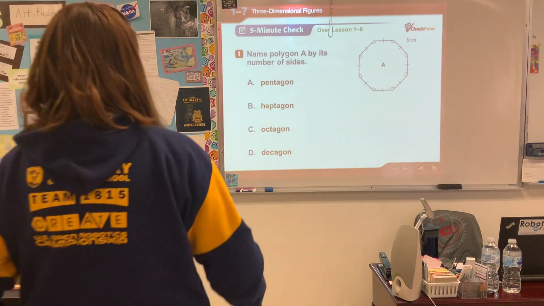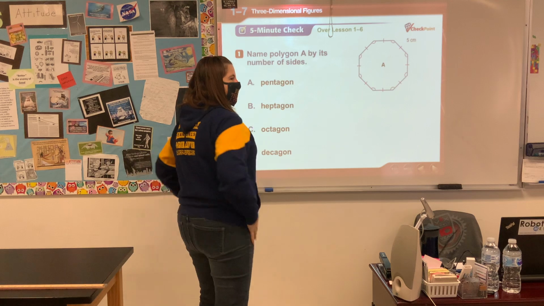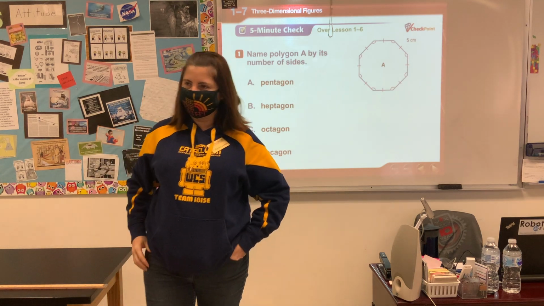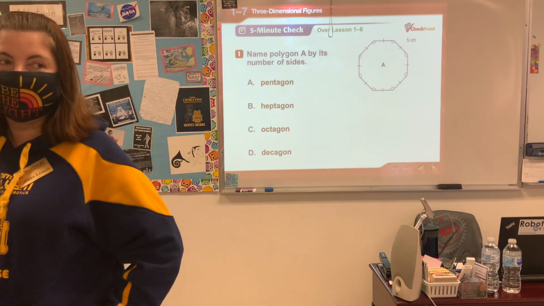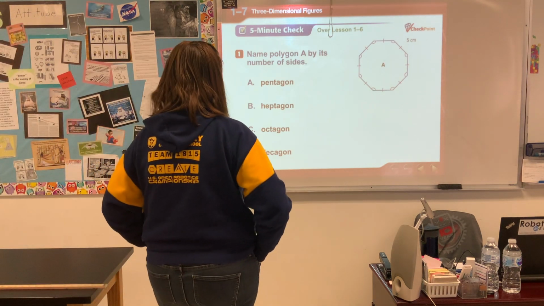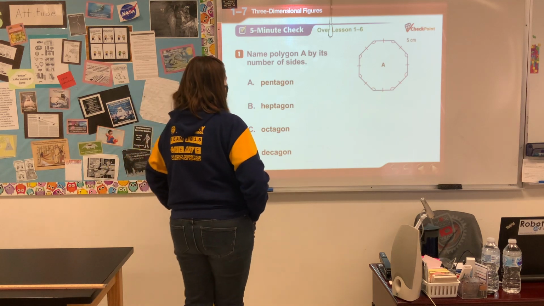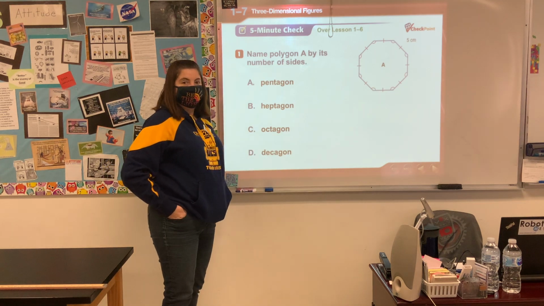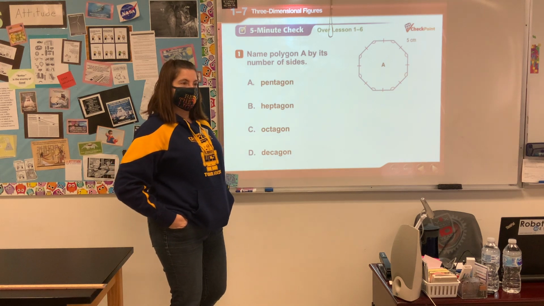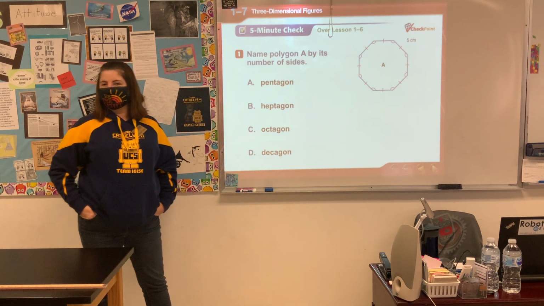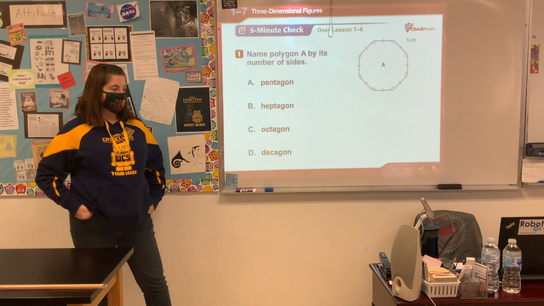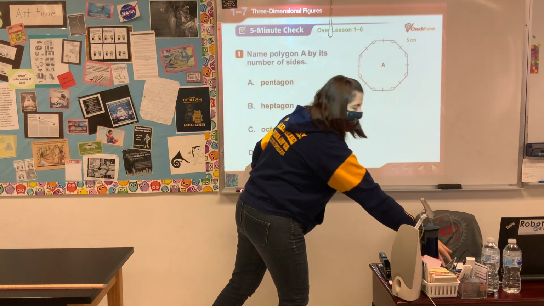So, before we look at our next section, we're going to do a little quick review on lesson 6. Here we have a polygon, and we have to name the polygon by the number of its sides. Tough, right? It looks kind of familiar, especially if you're learning to drive. What is it? Octagon. Octagon, just like that stop sign.